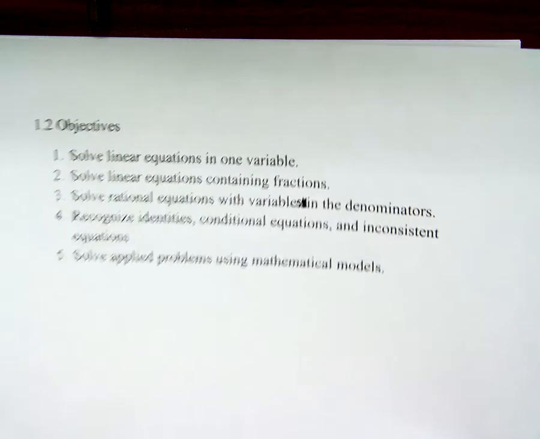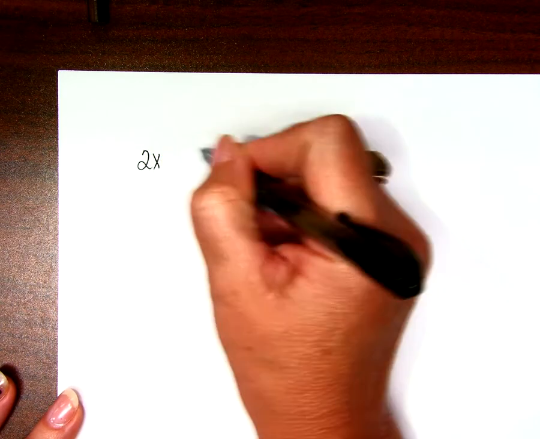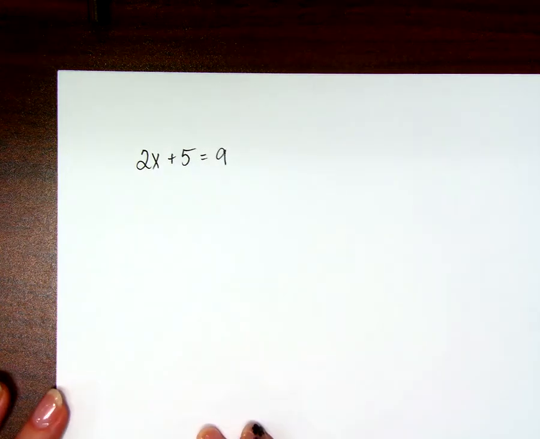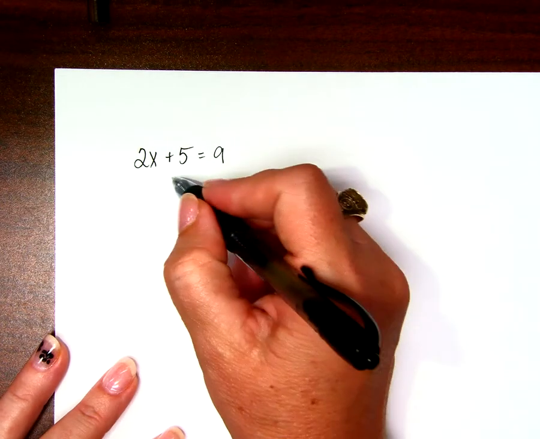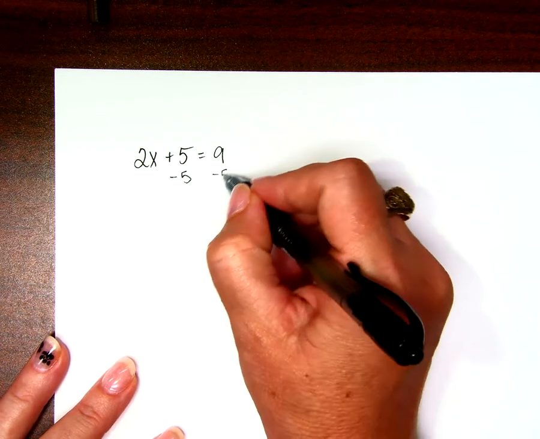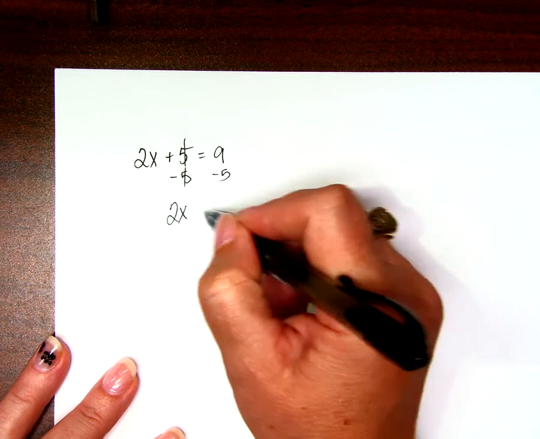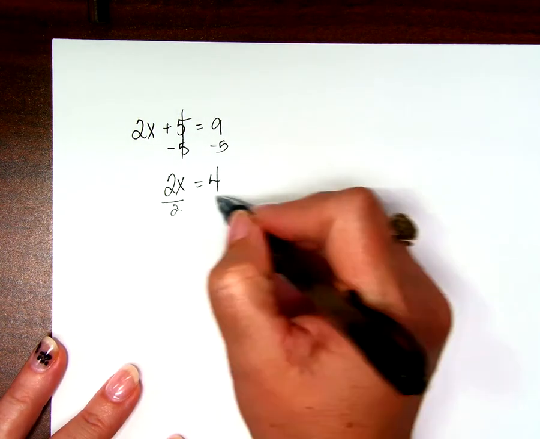All right, solve linear equations in one variable. They could be as simple as this. Can you solve that equation? 2x plus 5 equals 9. What would you do first? Subtract 5 from both sides, to get rid of the 5. 2x equals 4. And then divide both sides by 2.